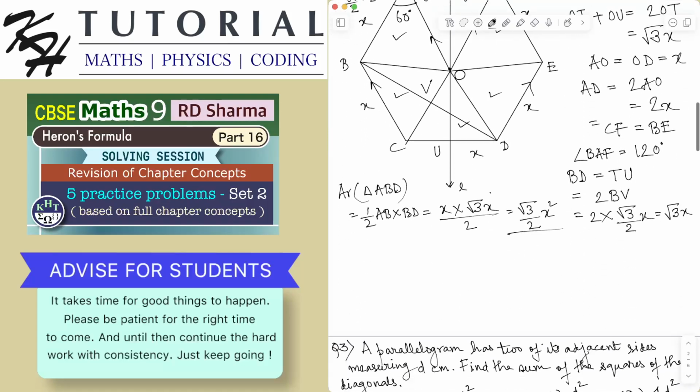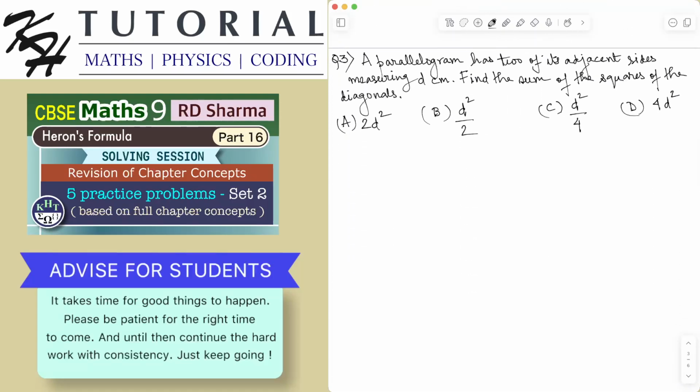Okay, let's see the next problem. A parallelogram has two of its adjacent sides measuring d centimeter. Find the sum of the squares of the diagonals. So let's say these are the two adjacent sides, this is length d, and this is length d. Let's say this is the parallelogram ABCD.